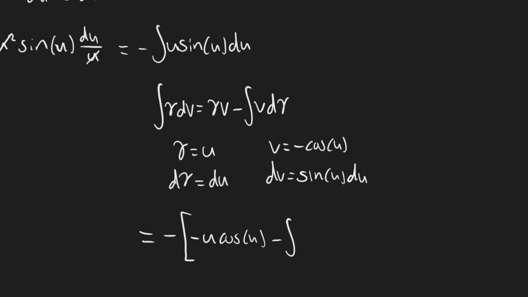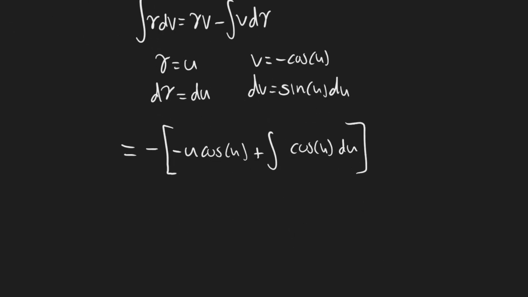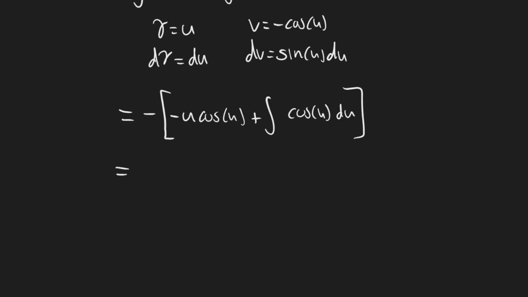v d gamma. So this is going to be a negative cosine of u. And then d gamma is just a du. So actually, this negative will cancel with this negative, and we'll just be left with a plus here, and then we can go ahead and erase this negative. Okay, so we can go ahead and solve this integral.